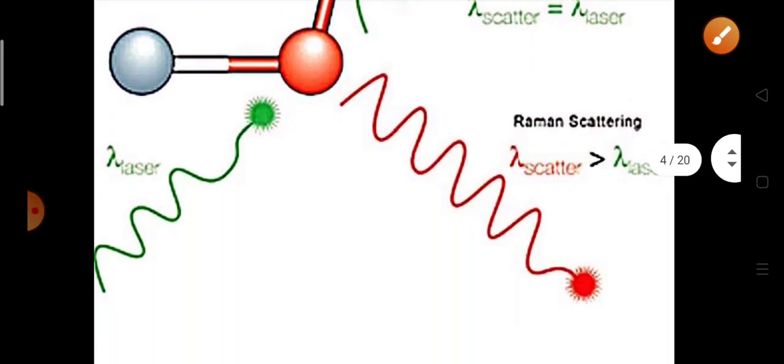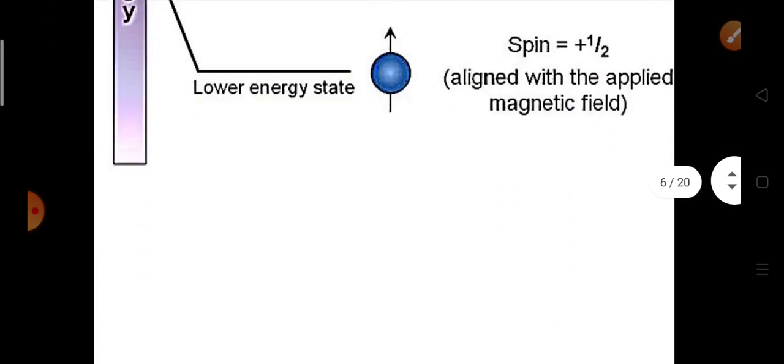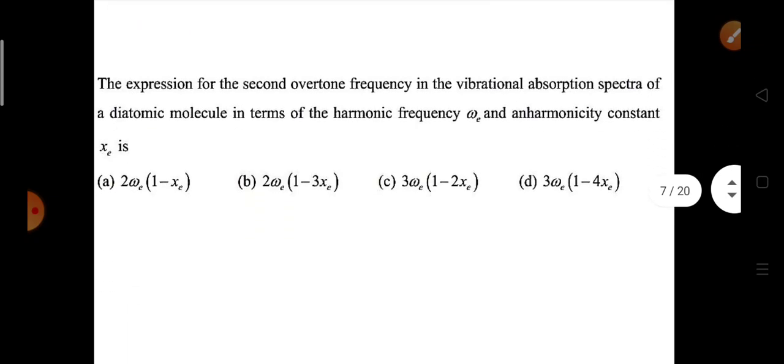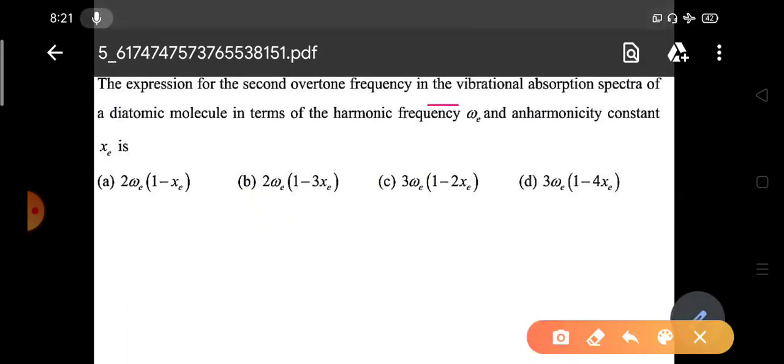Now come to the next question: the expression for the second overtone frequency in the vibrational absorption spectra of a diatomic molecule in terms of the harmonic frequency omega e and anharmonicity constant xe is.